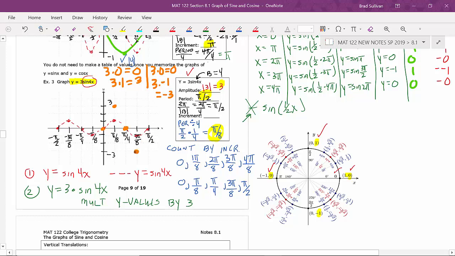Once you get a few points, you can predict where the rest of them go. So it's going to cycle through y values of 0, 1, 0, negative 1, 0. Right here would be one period on your graph. Now we are done. See, no table or anything required. And then you can just do the other period, going through the same cycle of points like that. And there's your graph. It's 100% accurate when you do that.